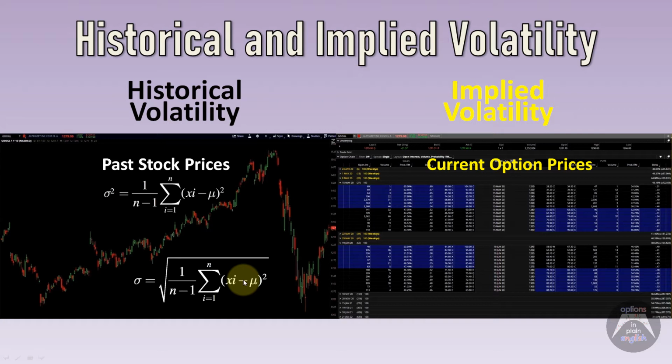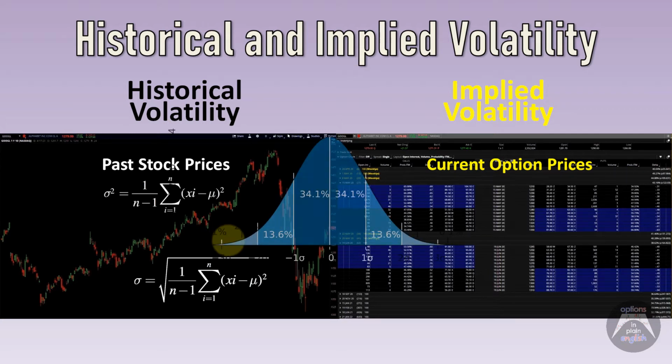Now, what is volatility actually telling us? Well, volatility tells us how big every change is expected to be. So basically, it's the one standard deviation. So 68% of the time, the change is going to fall within those ranges, plus or minus the amount of volatility.